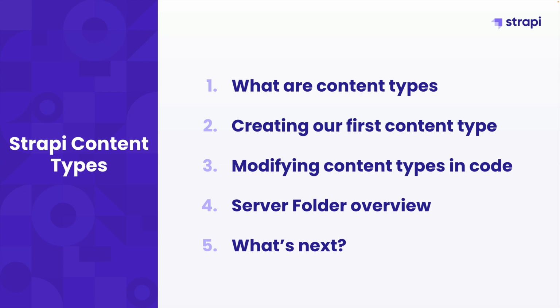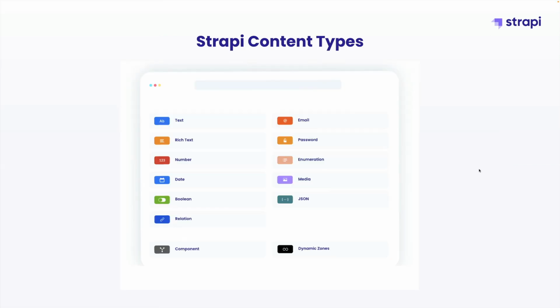But in this video, we're going to talk about Strapi content types: what are content types to begin with, creating our first content type for our plugin, modifying content types in our code, and we're going to talk about the server folder because we're going to start focusing on our backend development of our plugin and then talk about what's next. Basically, content types are just basic fields that allow you to represent your content on your website.